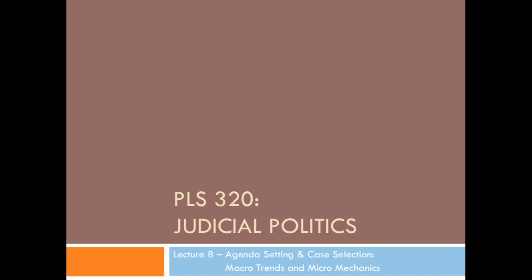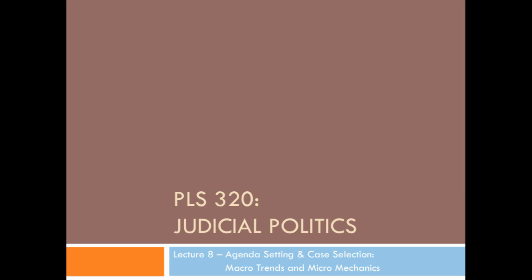This lecture is the first of a two-part series. In the first, we'll look at legal and procedural requirements, examining the mechanics of how the agenda setting process actually works. Then, in the next lecture, Lecture 9, we'll bring social science to bear as we consider what motivates justices to behave the way they do during this foundational stage.